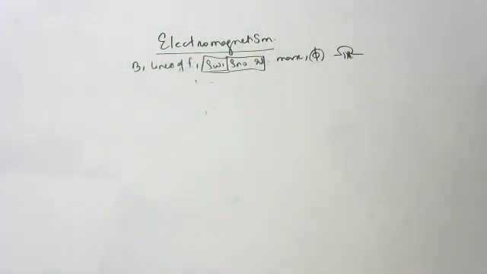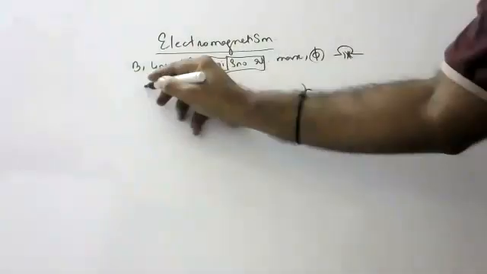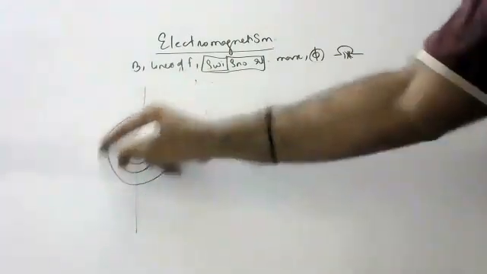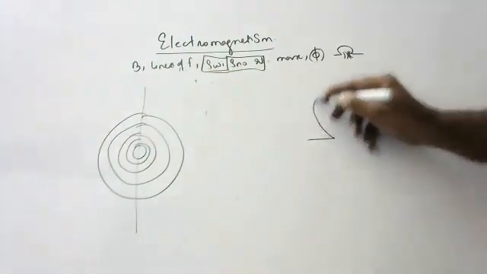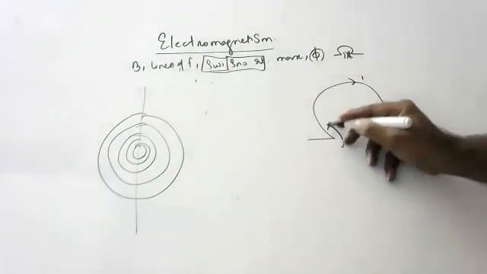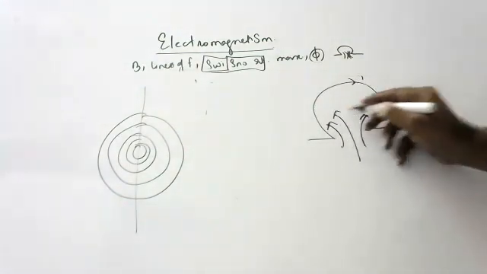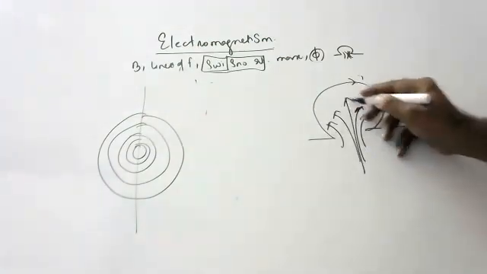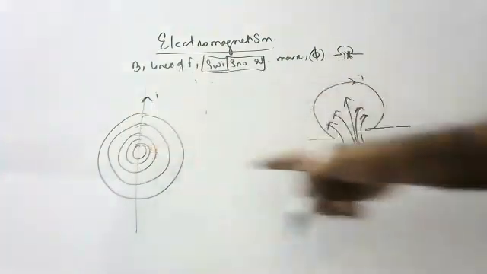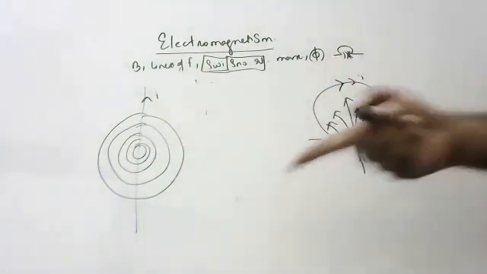And last, around a straight conductor, the magnetic field is always circular, in concentric circles. No, sir, if I take a circular conductor, then the magnetic field will be straight. If you take a straight conductor, the magnetic field is circular. If you take a circular conductor, the magnetic field will be straight.